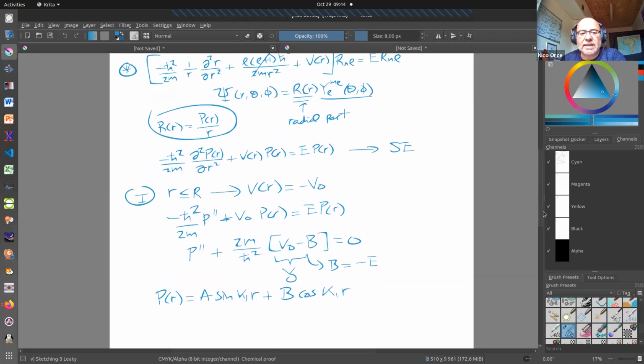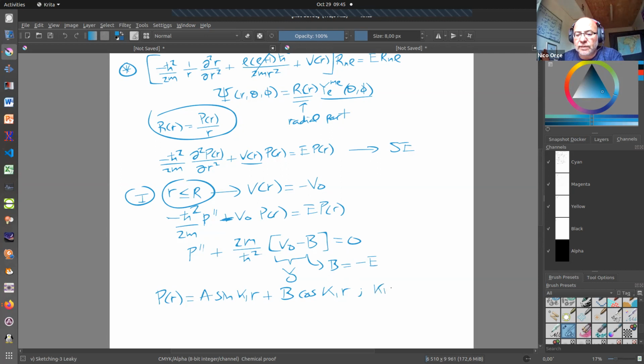So here we just got the potential, which for this condition is equal to minus V naught, which we substitute here. And we just multiply everything by 2m over h bar squared. So this term disappears here, but comes here. And by multiplying by minus 2m over h bar squared, this becomes V naught minus B, where we know that B is equal to minus E, right? So far, so good? Yes, this is clear, okay?